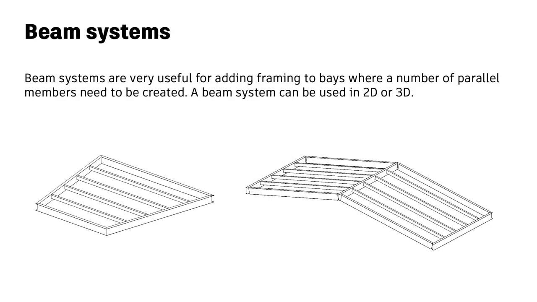Beam systems are very convenient when adding a number of joists to the framing bay. The span direction can be controlled and the beam system will adapt if the boundary changes. A beam system can be used in 2D or 3D, so is very useful for adding light gauge steelwork, perhaps on vertical planes.